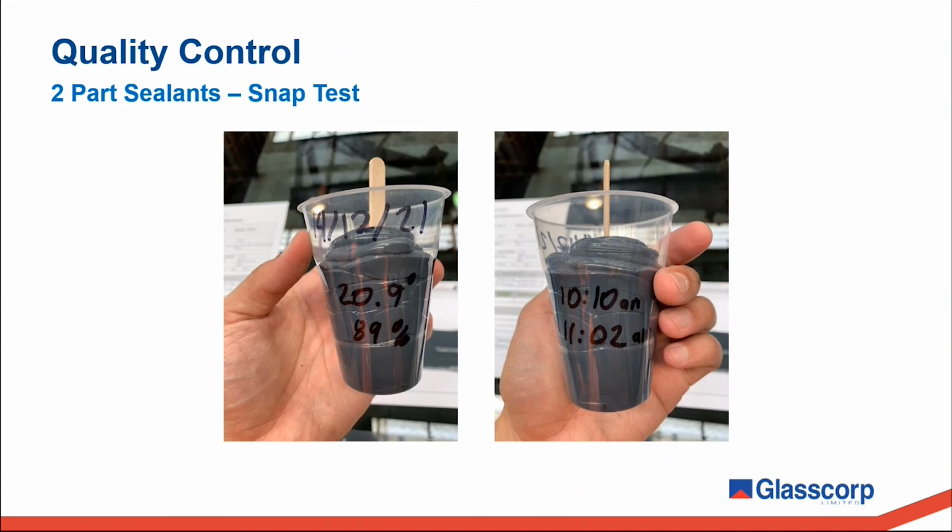In this slide, we have examples of a completed snap test. As you can see, the temperature and humidity and date when the test was done have been noted down on one side. The other side has the start time and the snap time recorded on it, with a snap time of just over 50 minutes observed here. It's important that both the base and catalyst batch numbers are also recorded, if not on the physical sample, in a maintained QA log.